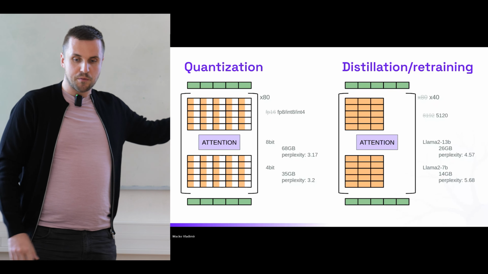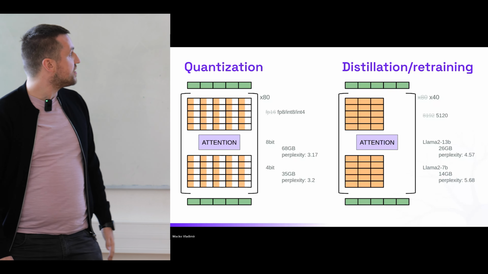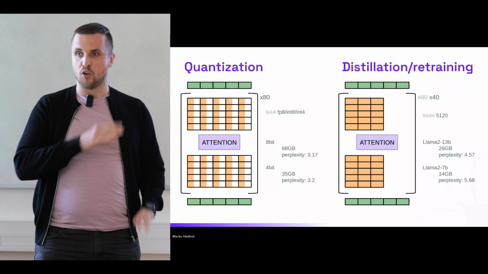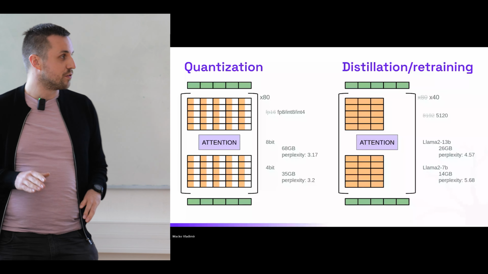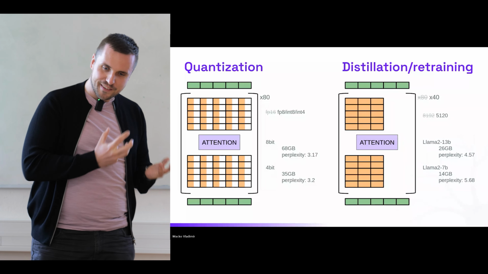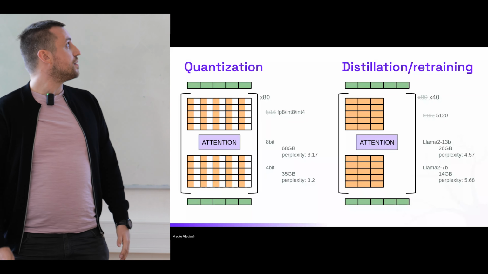But what we see is that with quantization, we can go down to 4-bit and get a model that has 35 gigabytes with very minimal degradation in perplexity. Low perplexity is better, higher is worse. However, this is still not good enough. We cannot fit that 35 gigabytes into those 32 gigabytes, so we need to do something else.